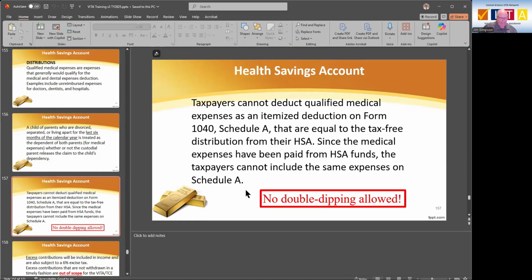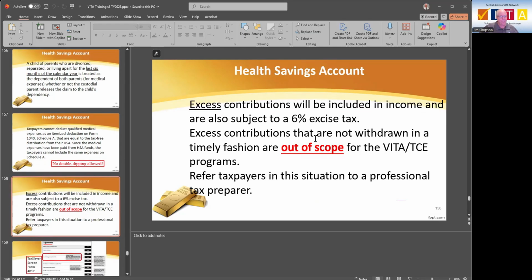This is a general tax concept right here: no double dipping allowed. This is saying you can't deduct qualified medical expenses as an itemized deduction that are equal to the tax-free distribution from the HSA. You put money in the HSA, and you take it out tax-free to pay your medical expenses. Well, you can't then use it again as a deduction and get another tax benefit for that. That would be called double dipping, and that's kind of general throughout the tax law.